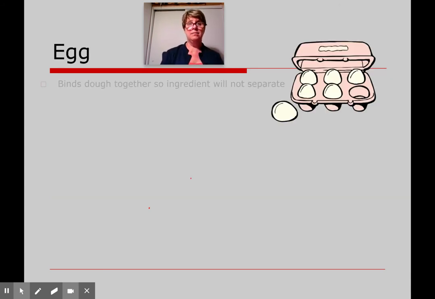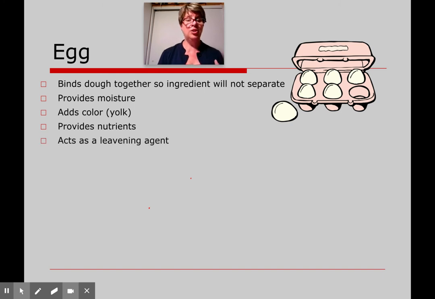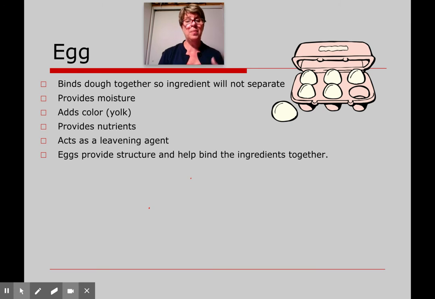All right, eggs. This is what binds the dough together, so ingredients will not separate. It provides moisture. It provides color. It provides nutrients. It acts as a leavening agent in some quick breads. Eggs provide structure and help bind the ingredients together. As mentioned before, it also acts as the emulsifier. Okay, that's a big word, and we'll talk about that later this semester.